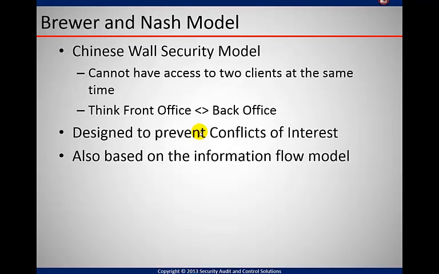Now, the Brewer-Nash model is also known as the Chinese wall security model, where you cannot have access to two clients at the same time. For example, front office, back office, or if you're a consultant, you cannot log onto your client's network and your network at the office at the same time. It has been designed to prevent conflicts of interest and is also based on the information flow model.